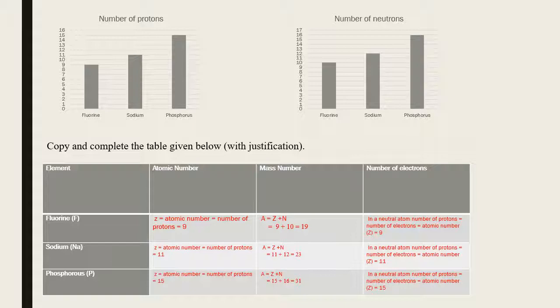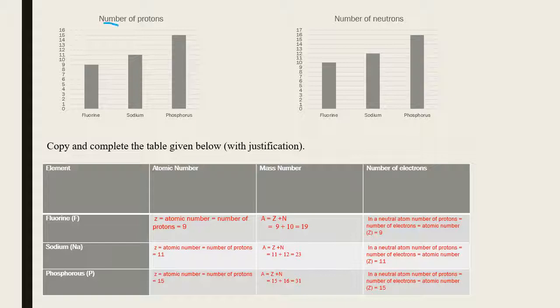First of all, we need to find the atomic number, the mass number, and the number of electrons for fluorine, sodium, and phosphorus. How do you find the atomic number? Remember, Z equals atomic number, which equals the number of protons. We've done this so many times, this should go into your head by now. You should know it by heart. Z equals atomic number, which equals number of protons.